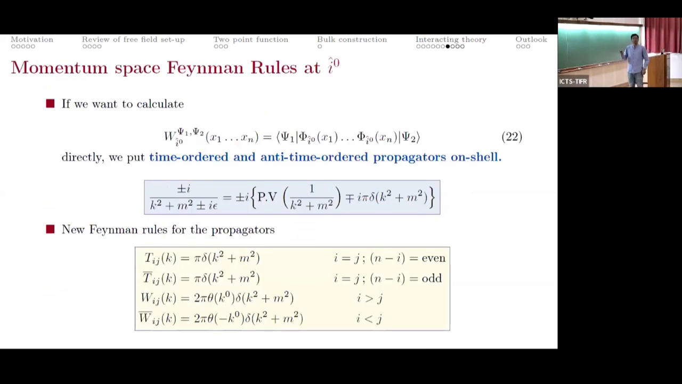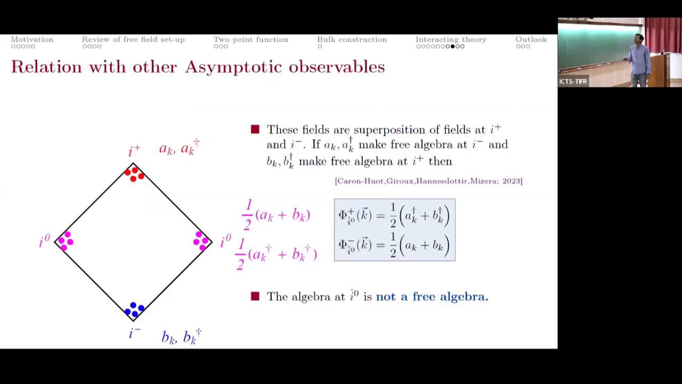And then, if you remember, I just showed you in the Wightman functions, there is the usual Feynman time-ordered propagator. They are not really on shell, but here we are putting everything on shell, so in the time-ordered propagator you should only extract out the delta function part, not the PV part. So we have some new Feynman rules, and with the new Feynman rules we can calculate some correlation functions at I zero.